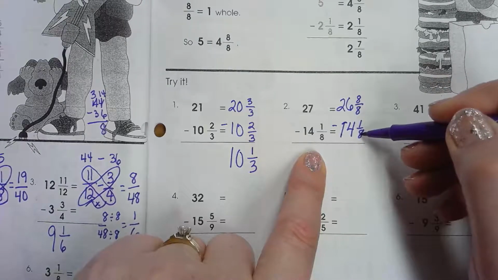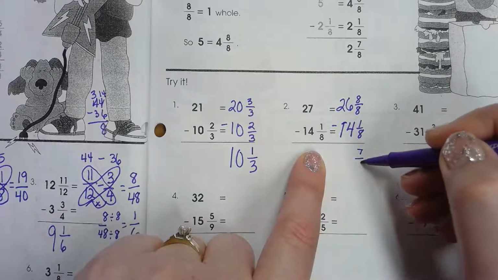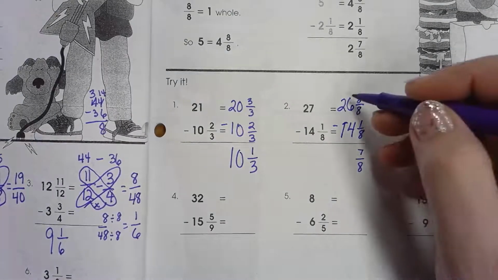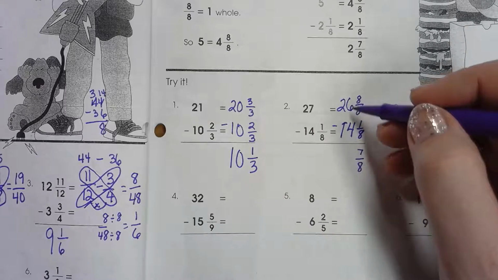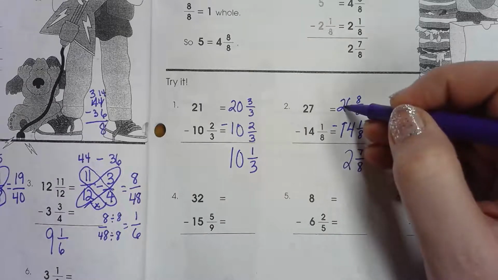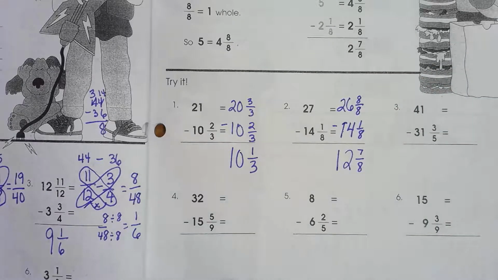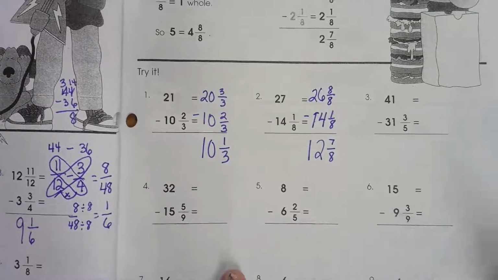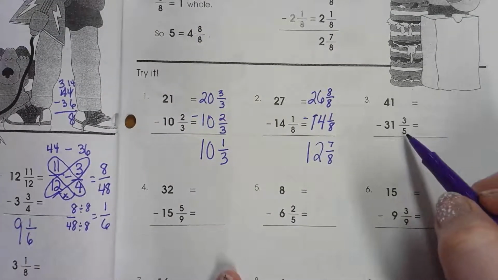8/8 minus 1/8 is 7/8. Right, keep my denominator. Subtract my numerators. 26 minus 14, 6 minus 4 is 2. 2 minus 1 is 1. I get 12 and 7/8. Let's look at number 3. 41 minus 31 and 3/5.